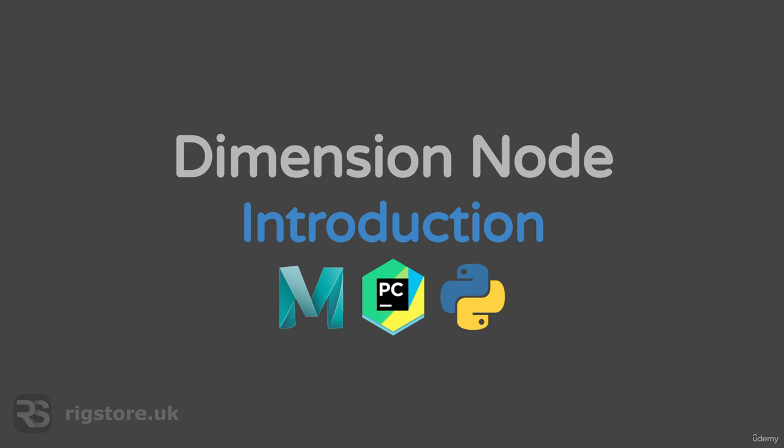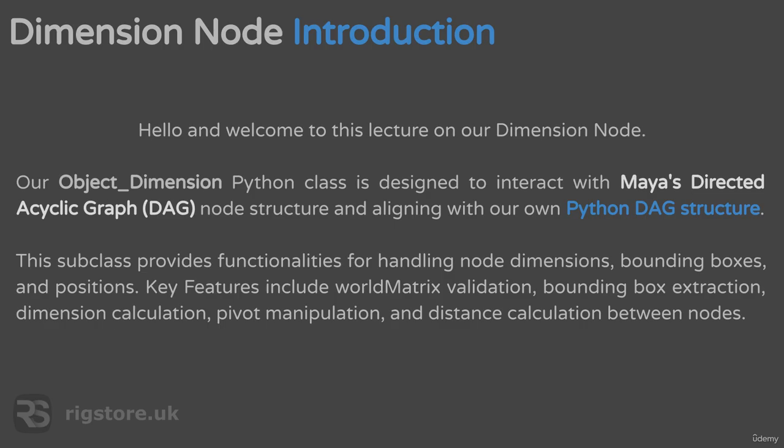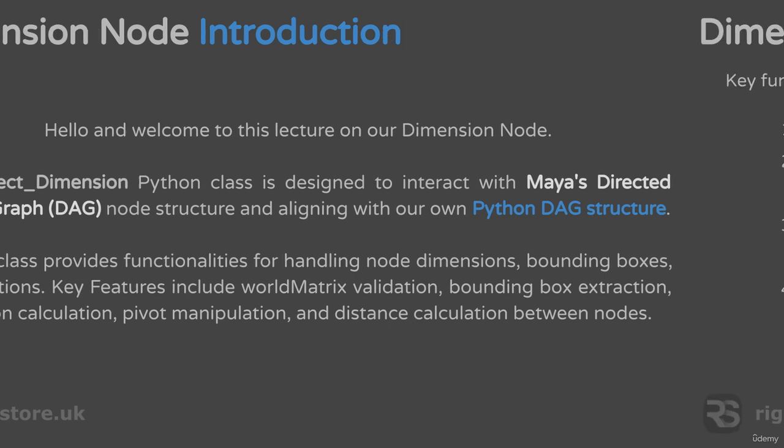Hello and welcome to this lecture on our dimension node. Our object dimension Python class is designed to interact with Maya's directed acyclic graph node structure and align with our own Python DAG structure. This subclass provides functionalities for handling node dimensions, bounding boxes, and positions. Key features include world matrix validation, bounding box extraction, dimension calculation, pivot manipulation, and distance calculation between nodes.